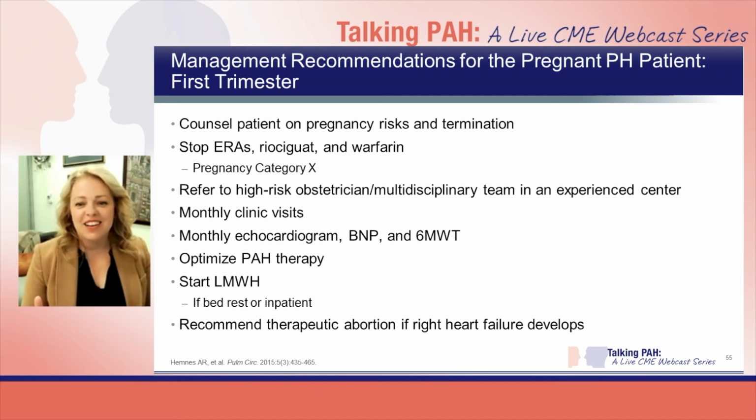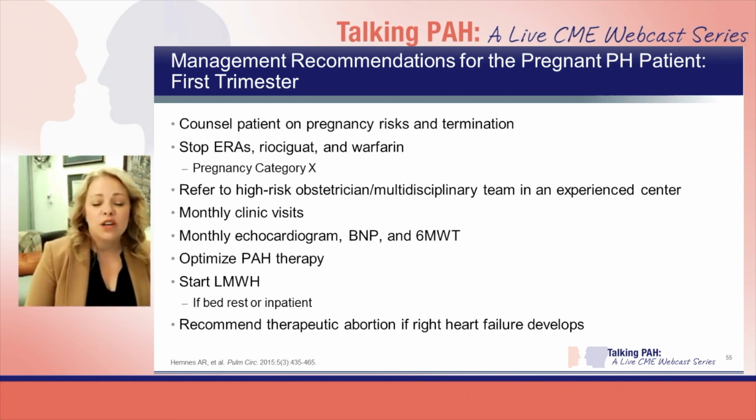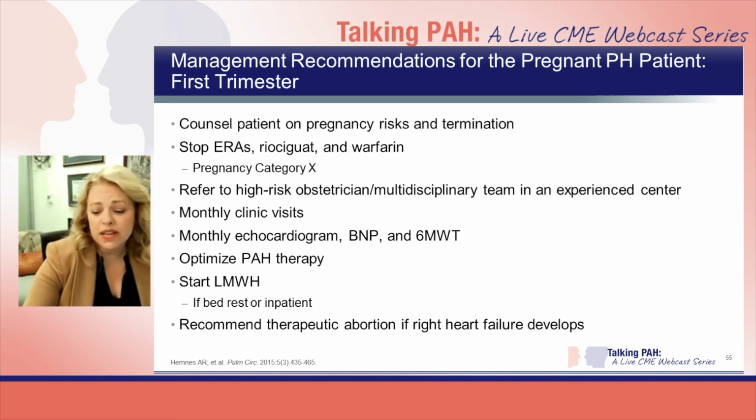We already discussed that. We're going to refer to a high risk obstetrician. We have maternal fetal medicine folks at our institution we work with, and we're going to see them very often in both our clinic and maternal fetal medicine. So monthly visits, monthly echoes, labs and walks, and we're going to optimize that PAH therapy. We may start low molecular weight heparin like I did in my patient's case here. If they're on bed rest or inpatient, we usually don't do that as an outpatient. And we are going to recommend therapeutic abortion if they develop right heart failure and discuss the risks with her.